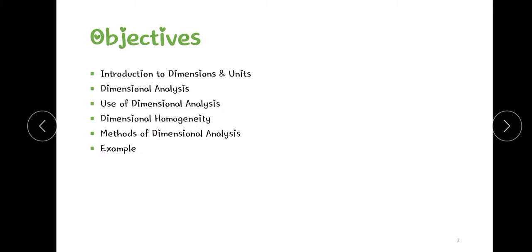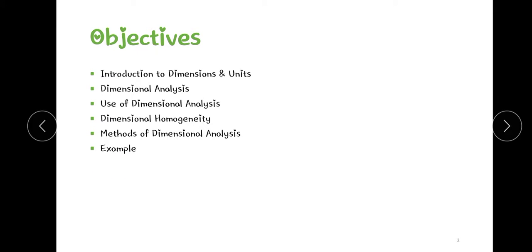Dimensional homogeneity. In dimensional analysis, we apply the principle of dimensional homogeneity. So we will see that also in upcoming slides and different methods of dimensional analysis. Like there are two methods, we will see in detail the different methods, their advantage, their disadvantage, and where we can apply which method. All other things we will see in this, and last we will see an example problem to explain the concepts. With the example, our concepts will be much more clear. So we will see an example problem at the end.